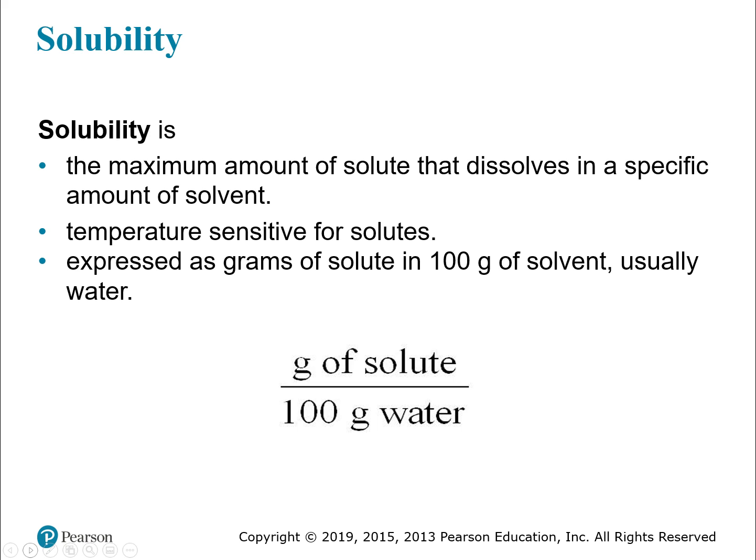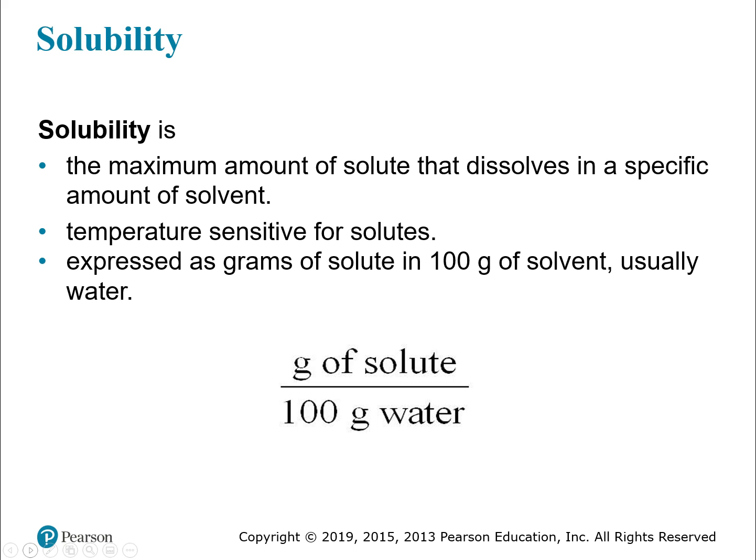What is solubility? It's the maximum amount of solute that dissolves in a specific amount of solvent. For the purposes of this class, most of the time the solvent is going to be water. This class is geared towards folks who are interested in the health sciences. So water is not only a common solvent, but it's the biological solvent. It's the MVP.